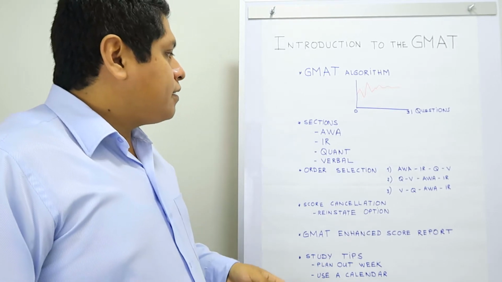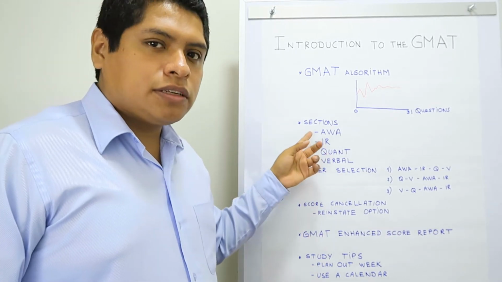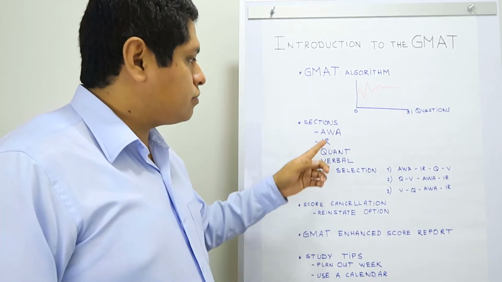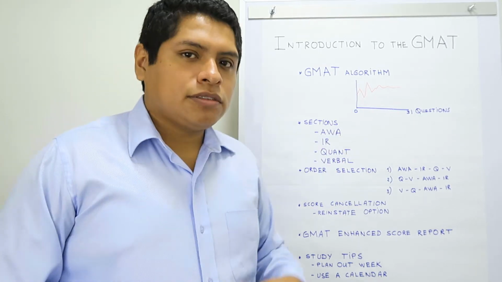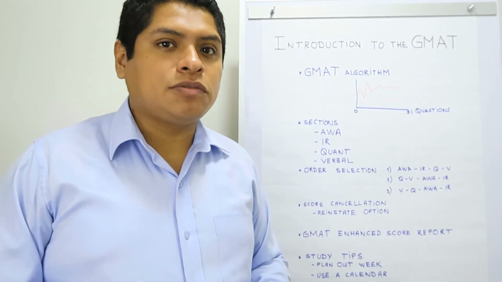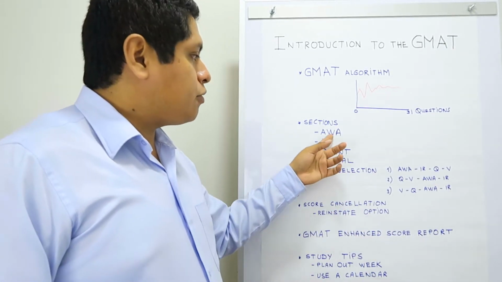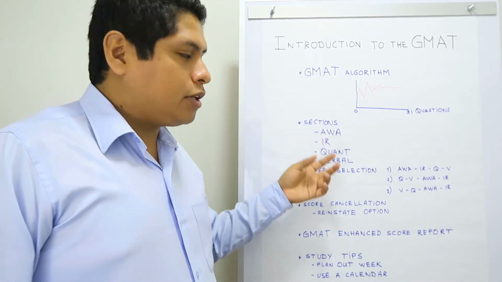Okay. Also, the sections that you're going to see in the exam, first is analytical writing assessment, also called AWA. And this essay is similar to critical reasoning. So you've seen verbal, maybe. There's a section called critical reasoning in which you have to analyze arguments, and AWA is very similar to that.